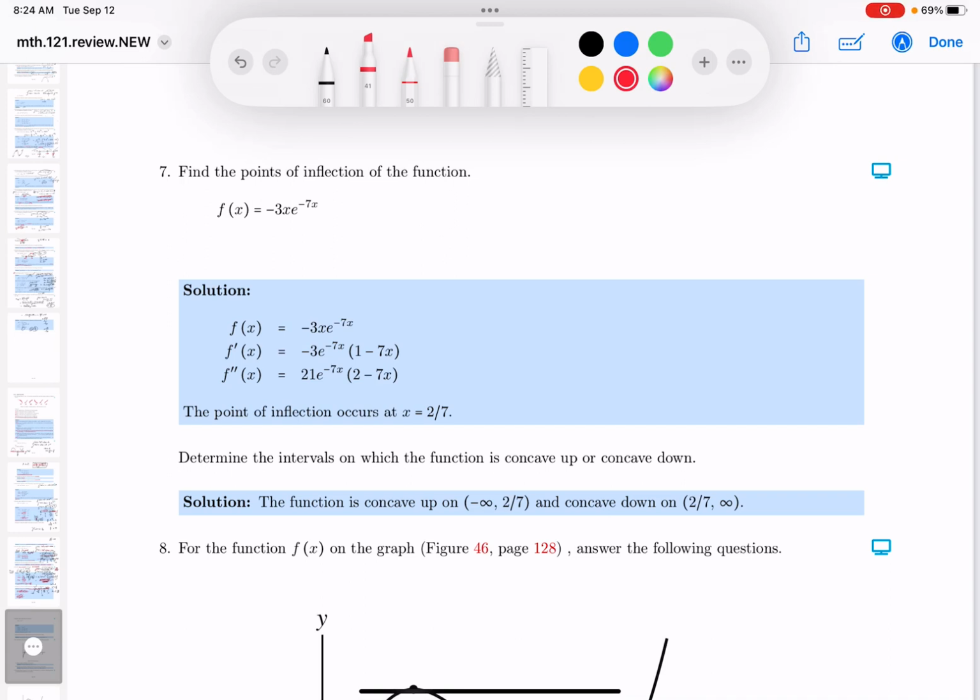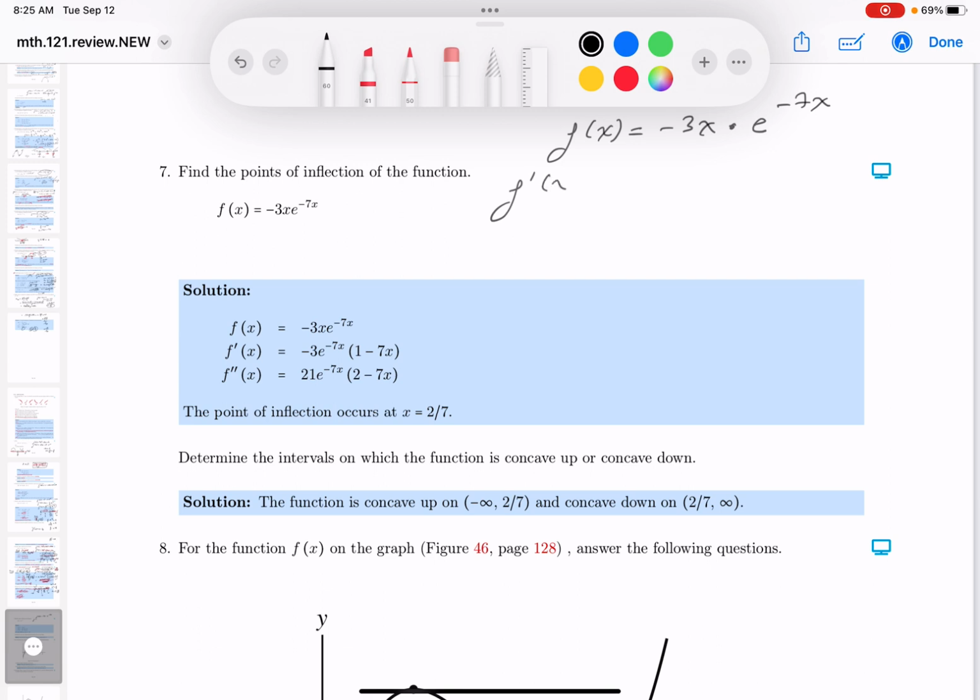All right, for number 7, the domain is all real numbers. All right, what am I looking for? Derivatives now. So as I write this down, be careful about it. Write the function down. I'm going to write it as a product, by the way. I'm going to say the first function is minus 3x, and the second function is e to the minus 7x. And let's go to town on it.